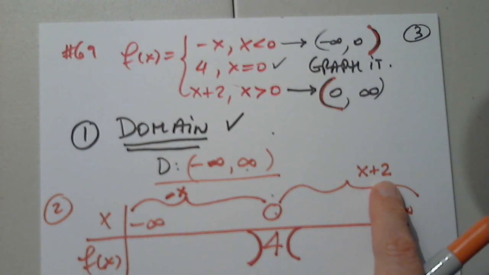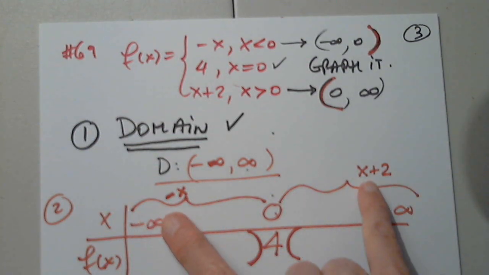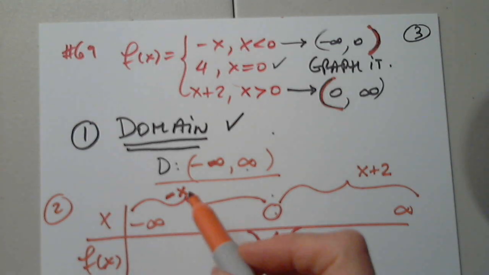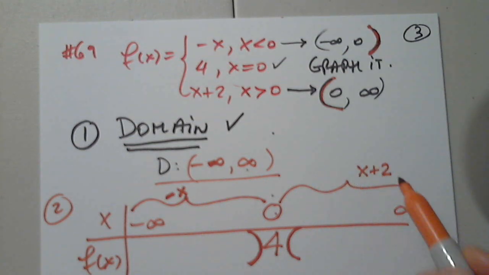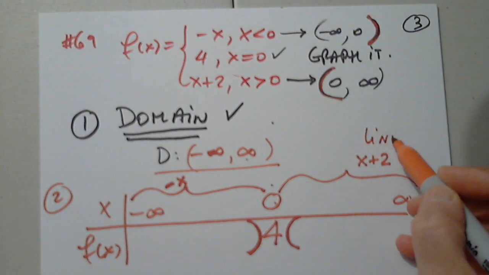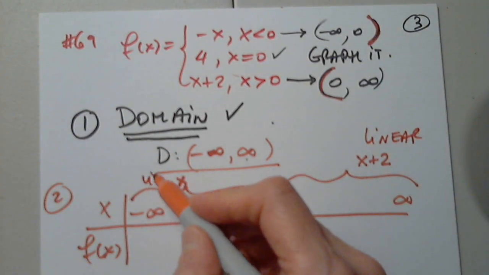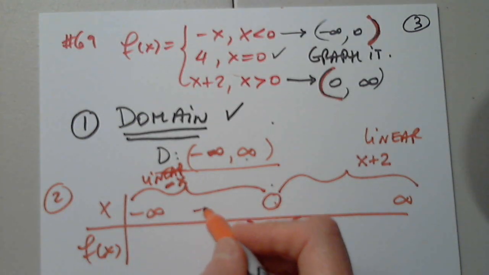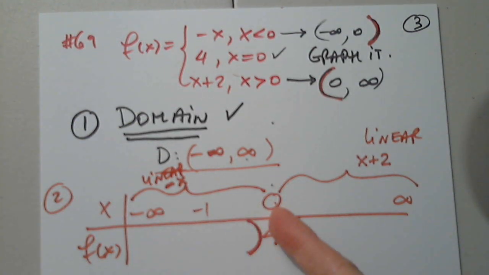Now, to the left, I have to pick some values, because what type of function is this? What are these functions? Can anyone identify negative x and x plus 2? What type of functions are they? Is it linear? Yes. Linear. Perfect. So I need 2 points here and 2 points here. I'm going to use negative 1 and 0.